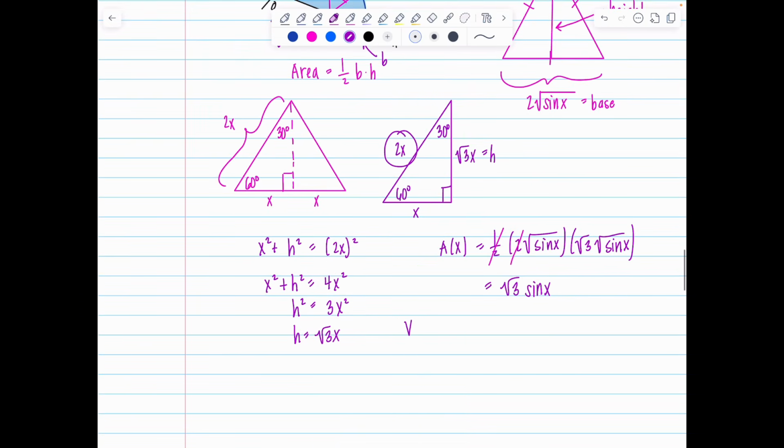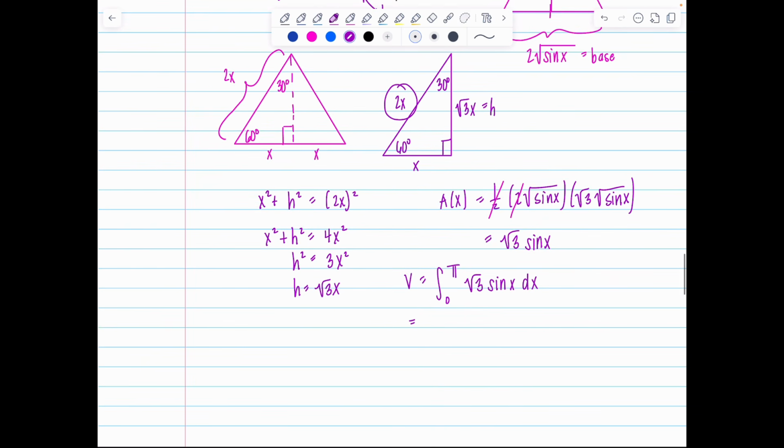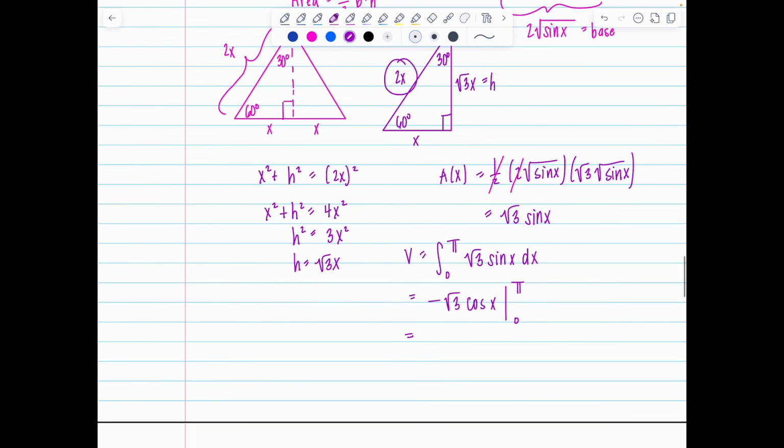So let's set up our formula. Volume is going to be the integral from 0 to pi of radical 3 sine x dx. And then just integrate. So the antiderivative of sine x is negative cosine x. So let's take the negative out. Negative radical 3 cosine x. And we're going to evaluate that from 0 to pi. What I like to do is when there's a negative outside, I just flip the limits of integration and make it positive. So pi to 0. And then this is radical 3 times cosine of 0 minus cosine of pi. And this is 1 minus negative 1, which is positive 2. So our final answer is 2 times radical 3.